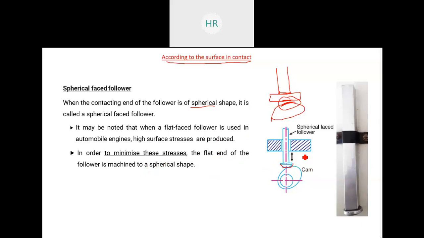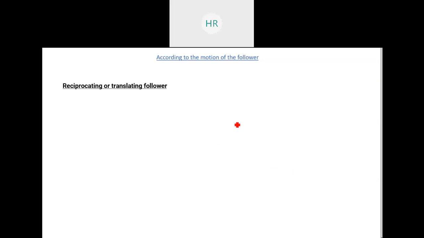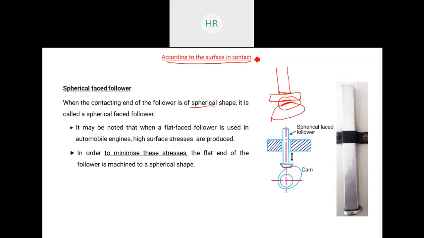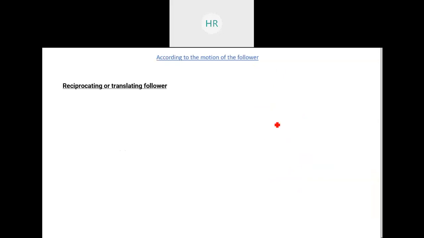So it will greatly reduce the stresses generated at the contact surface. Okay. So these were the classifications according to surface in contact. कैसी surface contact में है उसके बेसिस पे अभी तक हमने क्लासिफिकेशन देखा फॉलोअर का. Now classification of follower according to the motion of the follower. फॉलोअर का मोशन कैसा है उसके बेसिस पे क्लासिफिकेशन है.